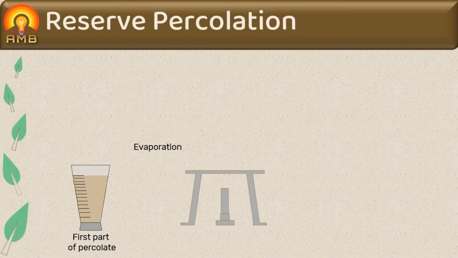This process has the advantage that the whole percolate is not exposed to heat. Only the last part, which contains traces of active constituents, is exposed to heat. Thus it prevents major active constituents from being exposed to heat and prevents their degradation.